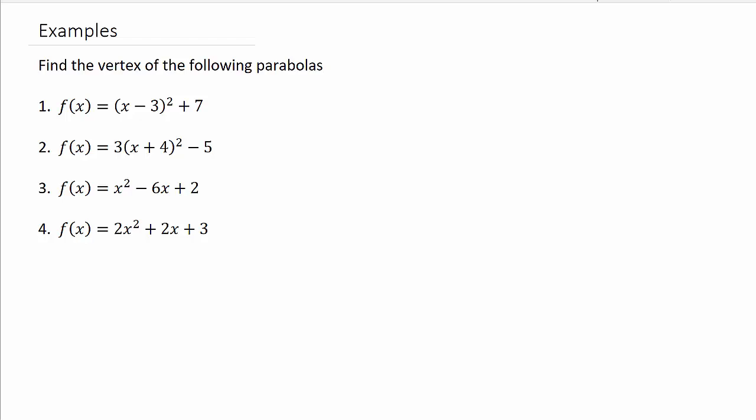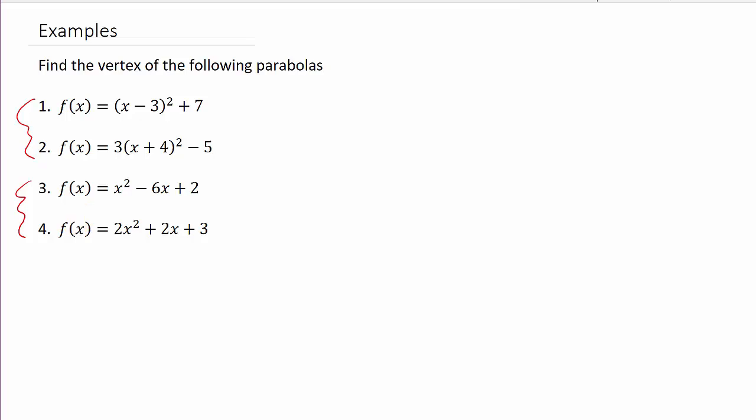Alright, in this video I'm going to show you how to find the vertex of a parabola. I've got 4 examples here, so let's just look at each one of them. If you notice, the first 2 examples are in one form and the last 2 examples are in another form.